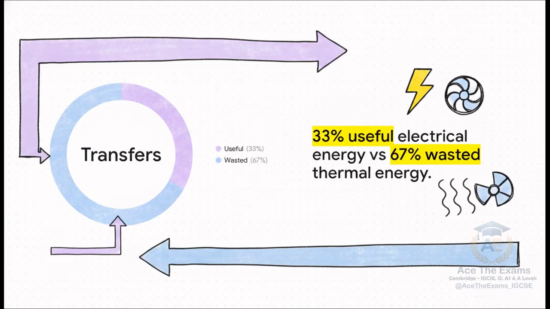Take a look at the energy transfers happening in a power station. We've got 33% useful electrical energy output and a massive 67% wasted thermal energy dissipated to the surroundings. In a Cambridge Sankey diagram, these percentages translate directly into the physical width of the arrows. The input arrow splits, and the widths must mathematically represent those exact proportions. It's like a giant puzzle that has to fit perfectly.